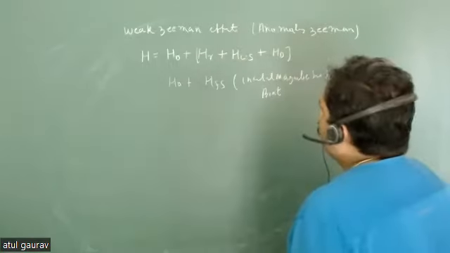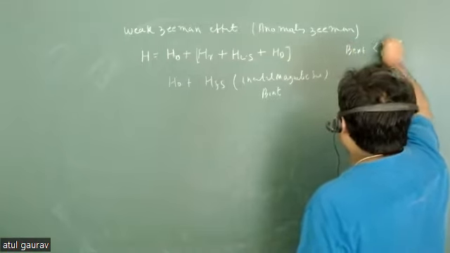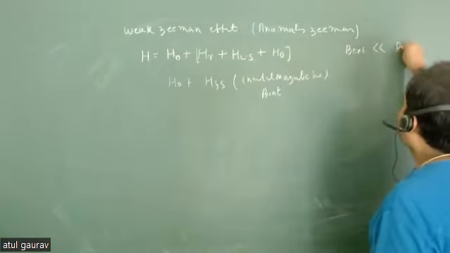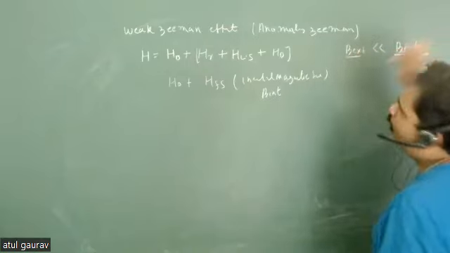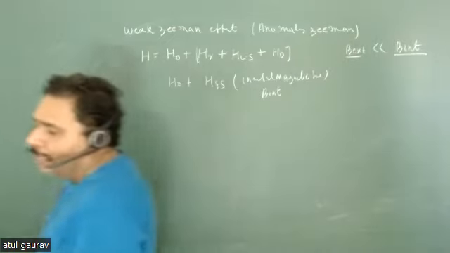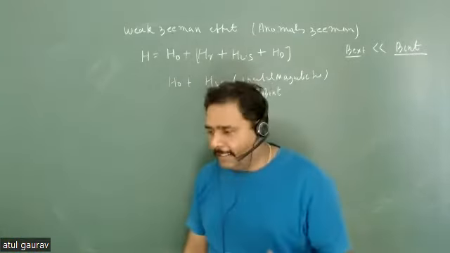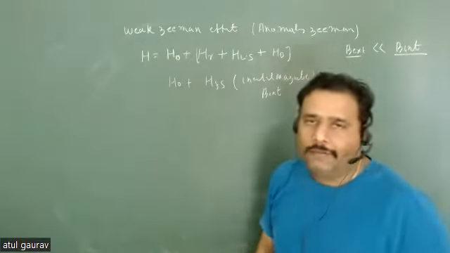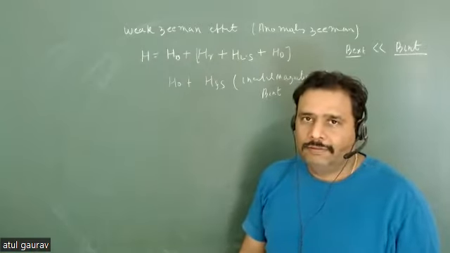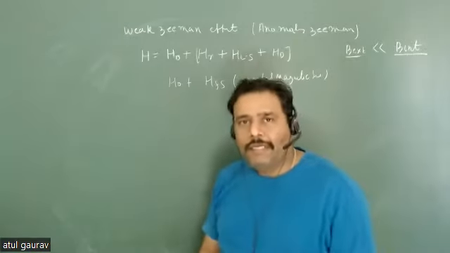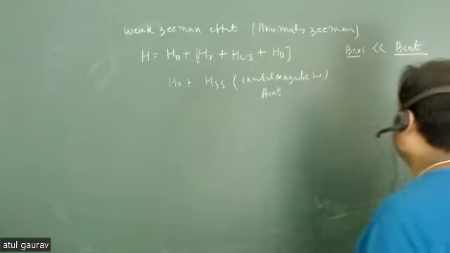Now, if your B external is less than B internal, are you getting my point? If B external is less than B internal, then you are using the weak Zeeman effect, which is actually identified as anomalous Zeeman effect. Are you getting my point? Yes, sir. So why are we giving it the weak name? Okay. Now what is going to happen?